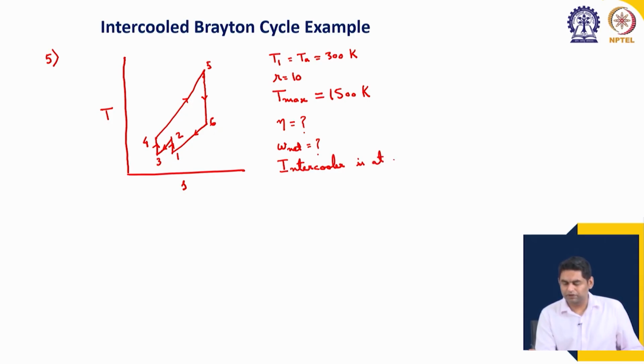At optimum condition. What does this mean? This means that both the compression processes have equal pressure ratio, like what we have derived for the intercooling cycle. So, P2 by P1 is equal to P4 by P3, that we already know. P2 by P1 is equal to root of R.